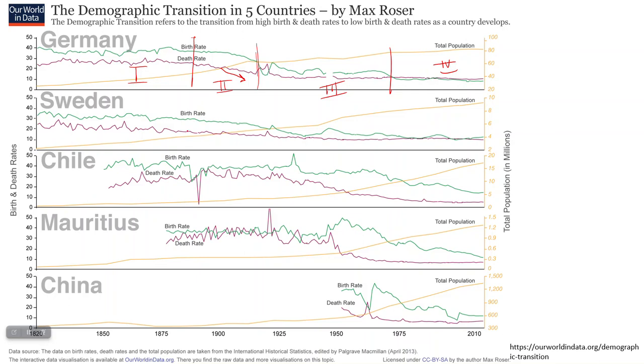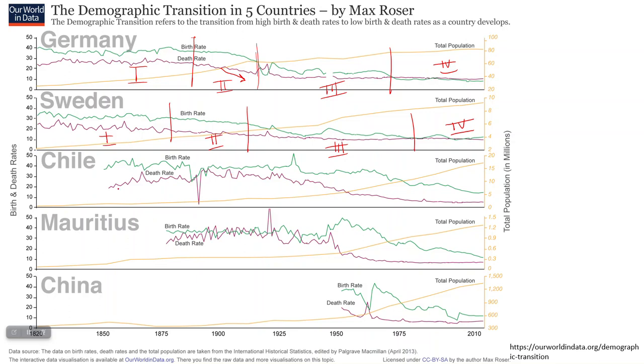For Sweden, you can see something similar. Looks like they're going to be in stage 1 around here. And then you're going to see the death rate starting to fall. The birth rate starts to fall around maybe here. So that's around stage 2. And then this is stage 3, where the birth rate is still falling and the death rate is low. And here's stage 4, where they're both low. So you can see that similar trend in all of these countries.